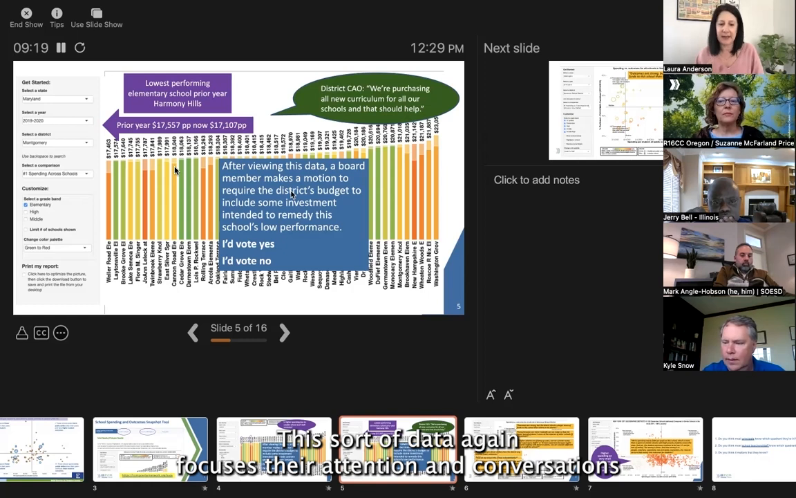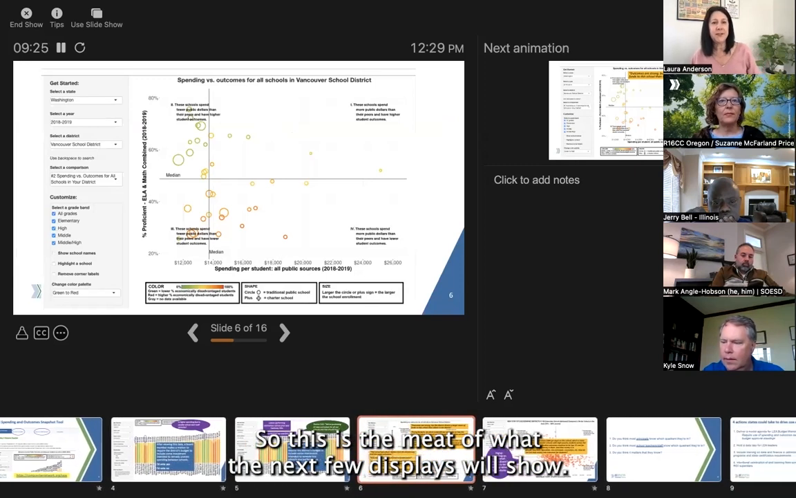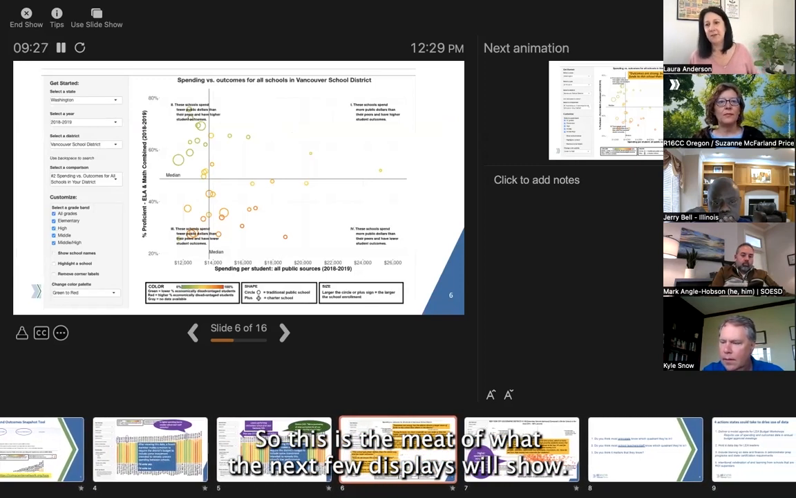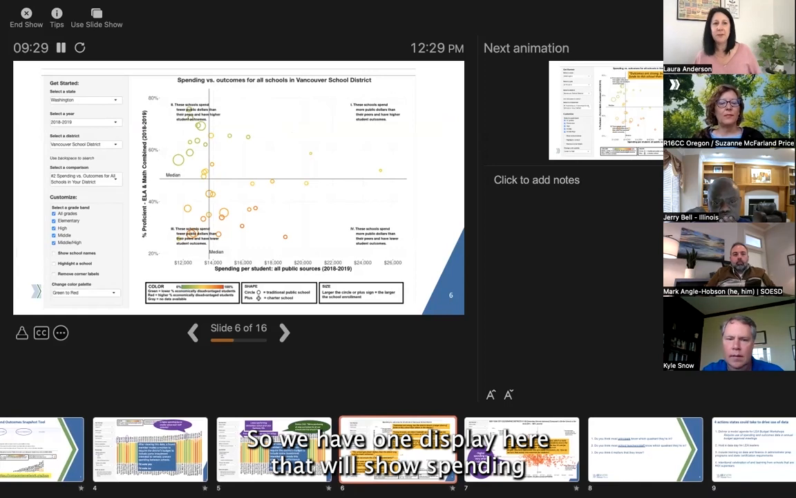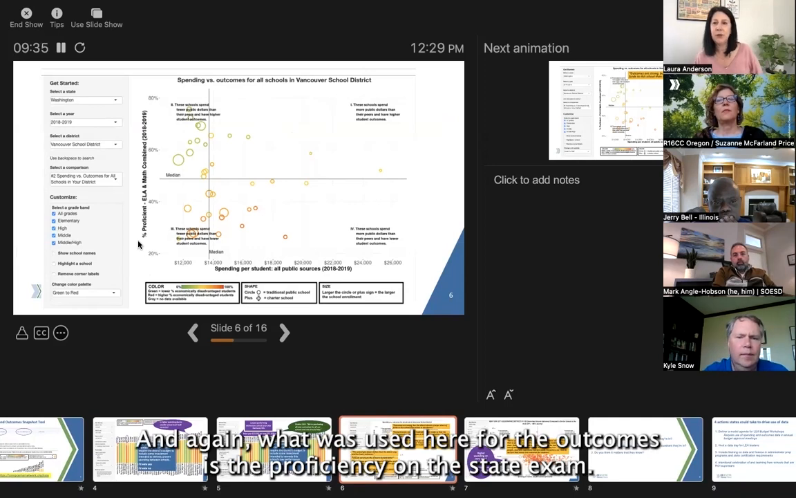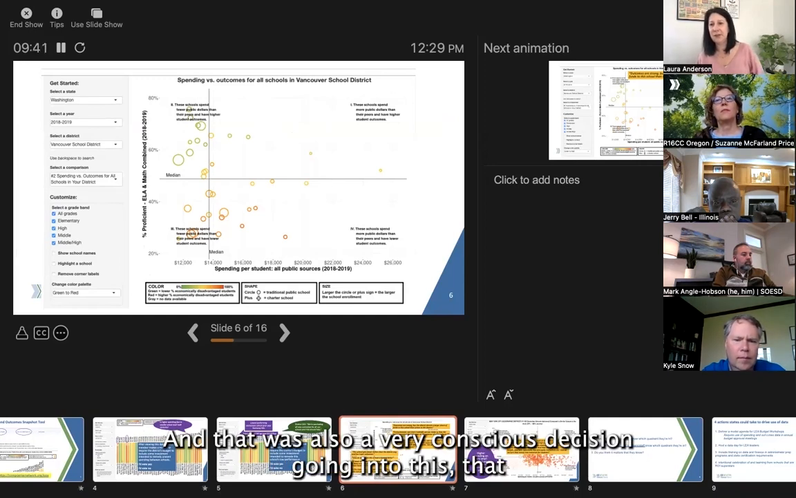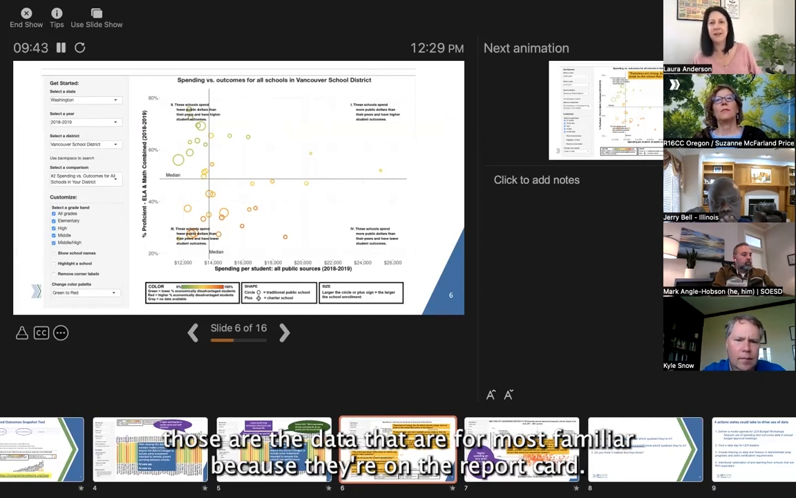This sort of data, again, focuses their attention and conversations in a very productive way. So this is the meat of what the next few displays will show. So we have one display here that will show spending on this axis and outcomes here. And again, what was used here for outcomes is the proficiency on the state exam. And that was also a very conscious decision going into this, that those are the data that are most familiar because they're on the report card.